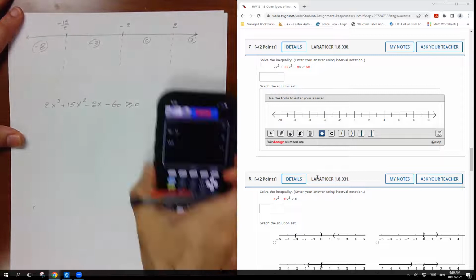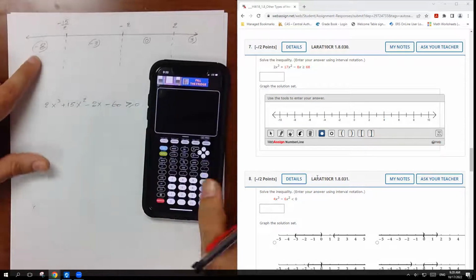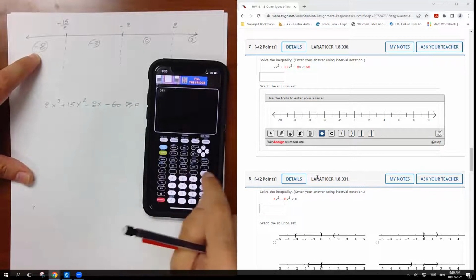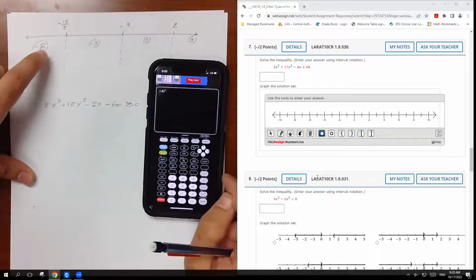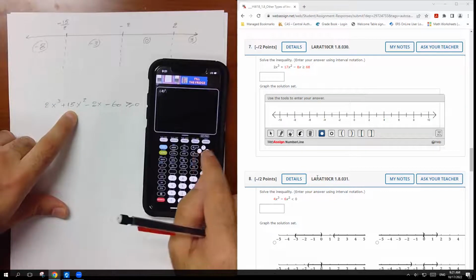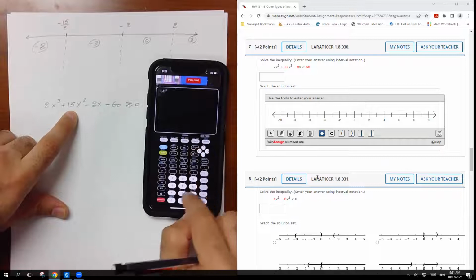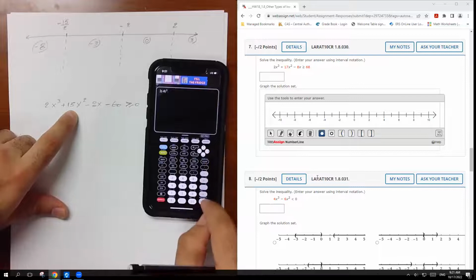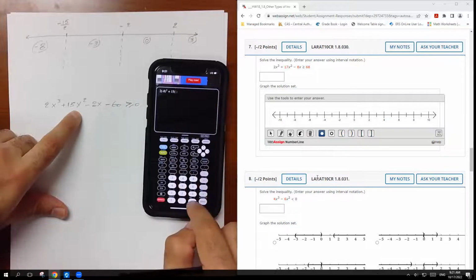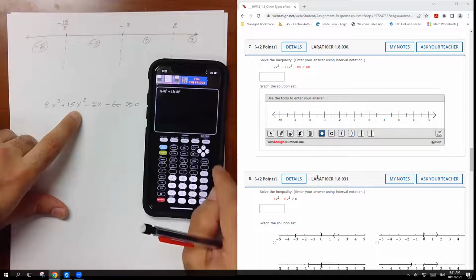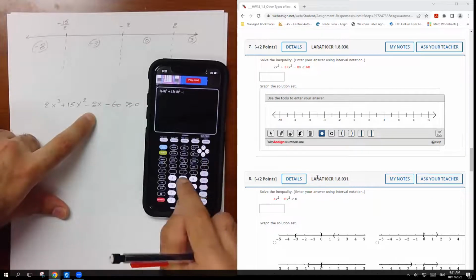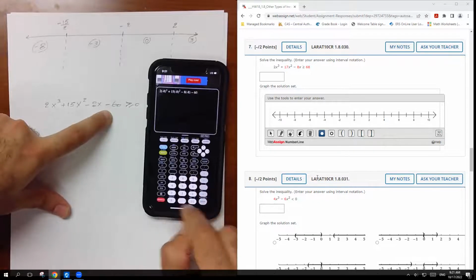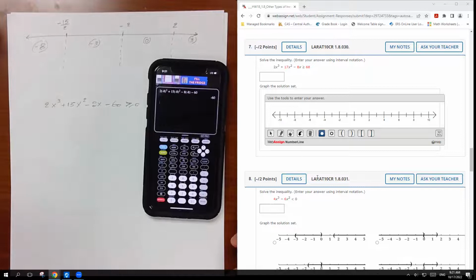So let's plug in the first one. When we have negative 8, plug in negative 8 here. So it's going to be negative 8 cubed, plus 2 times negative 8 cubed, plus 15 times negative 8 squared, minus 8 times negative 8, minus 60. The result is going to be negative 60.